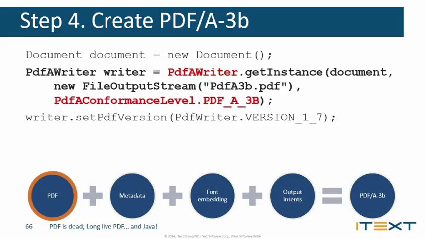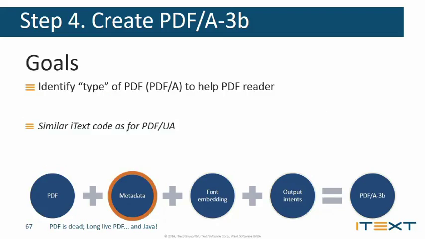So the basic part of a PDF creation is very similar. Instead of a regular PDF writer, we now use a PDF A writer, which is a separate implementation in iText, taking care of all the PDF A stuff. And we can specify the conformance level of PDF A that we want. So in this case, we specify PDF A 3B. Again, we have to add metadata. This is very similar as in the PDF UA use case. We also have to specify which type of PDF this is so that it can help the PDF reader.